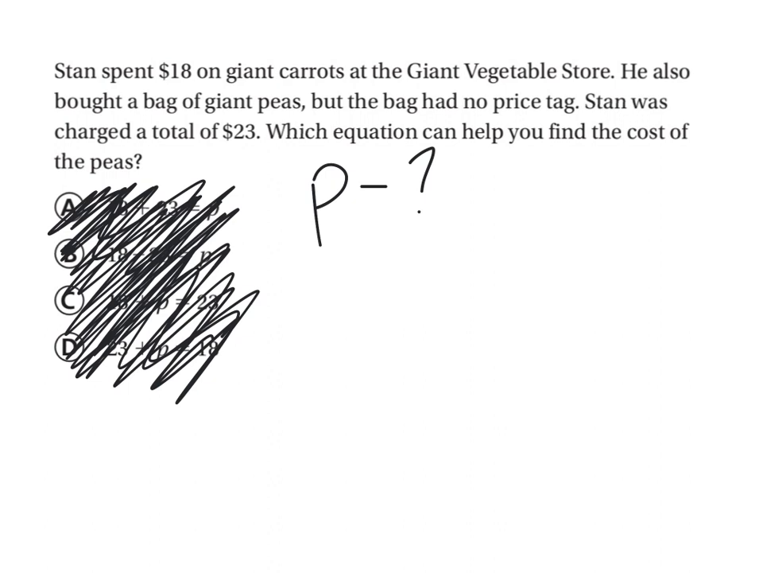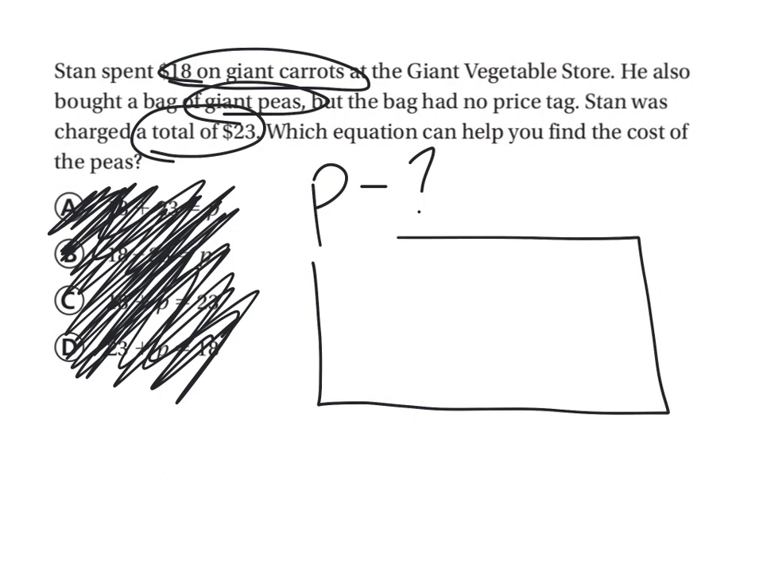So this is kind of what I'm picking out of the problem. I know that he spent $23, and I know that he bought 2 things. He bought giant carrots, and I know he spent $18 on that. And then I know he also bought the giant peas, but I don't know how much he spent on that. So to me, this is just classic strip diagram or part whole.